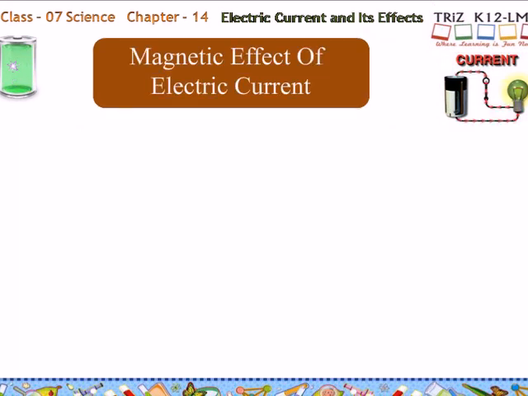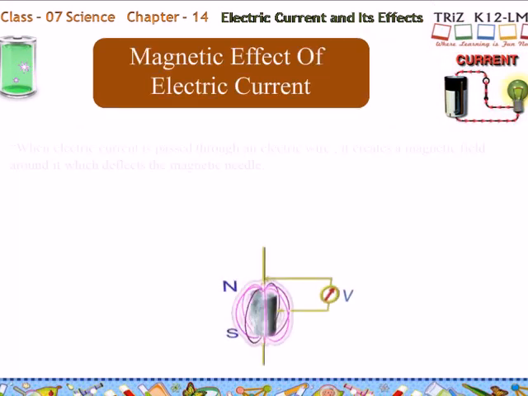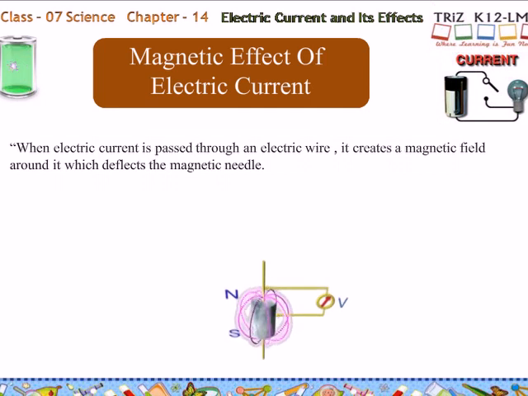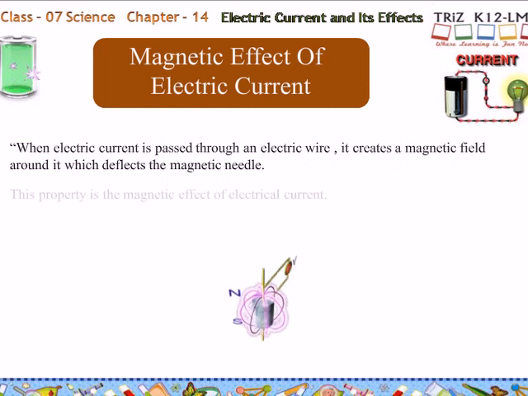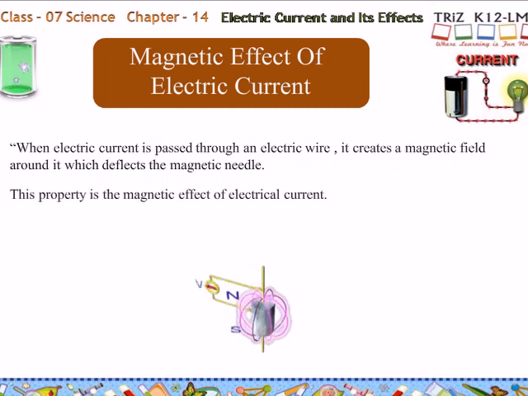Magnetic effect of electric current. When electric current is passed through an electric wire, it creates a magnetic field around it, which deflects the magnetic needle. This property is the magnetic effect of electric current.